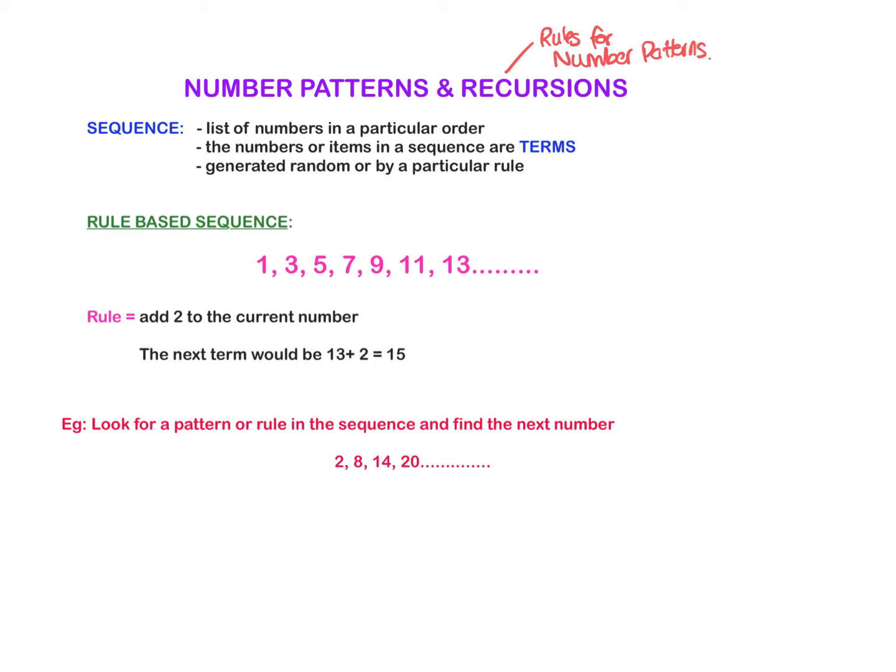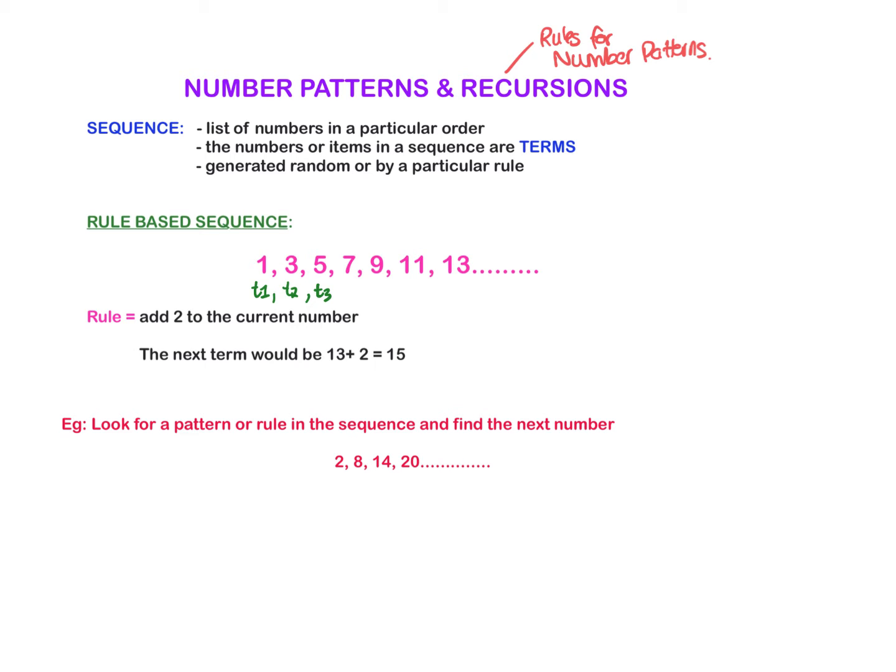All right, so the first thing we're going to be looking at is a sequence of numbers. A sequence is a list of numbers in a particular order, and the numbers or items in a sequence are terms. For example, down here I've got a sequence of numbers in pink, and the first one listed would be known as term 1, and then we'd have term 2 and term 3. All of these are the terms in a sequence.